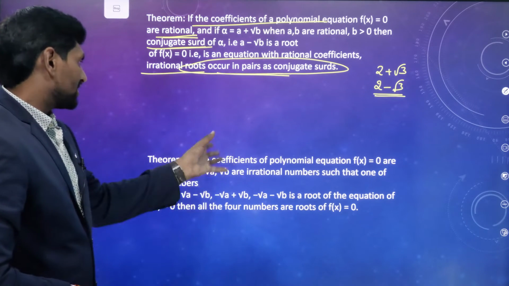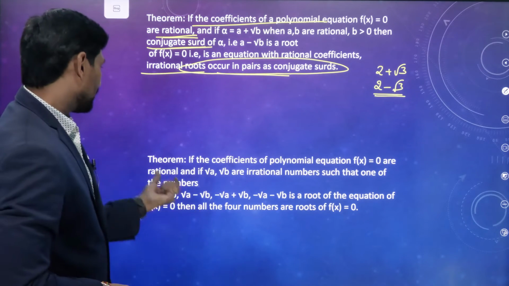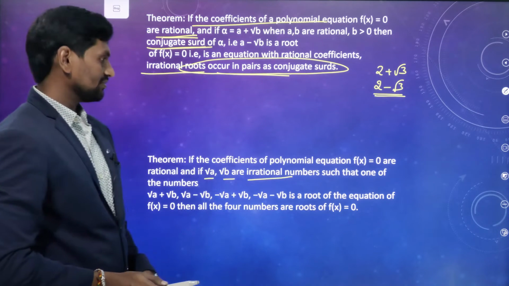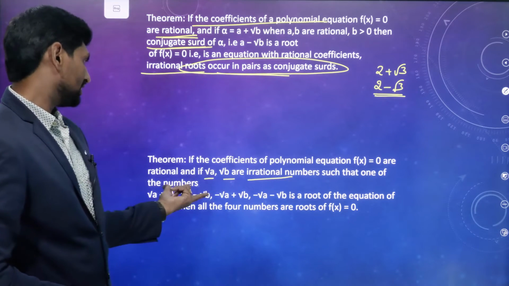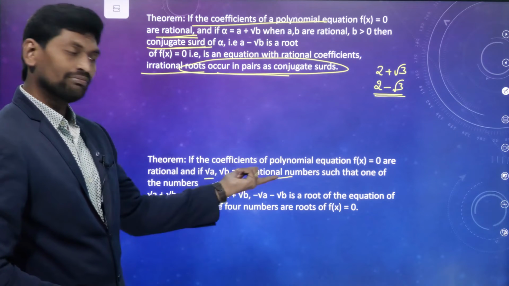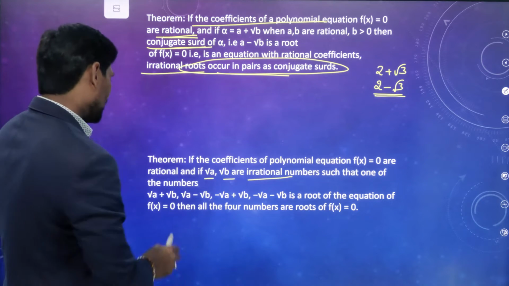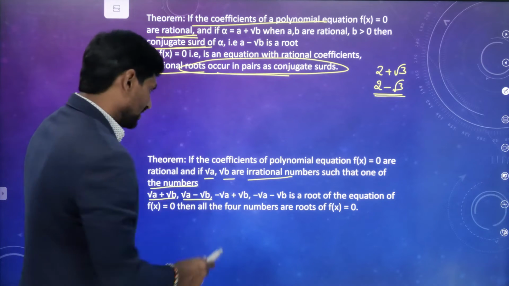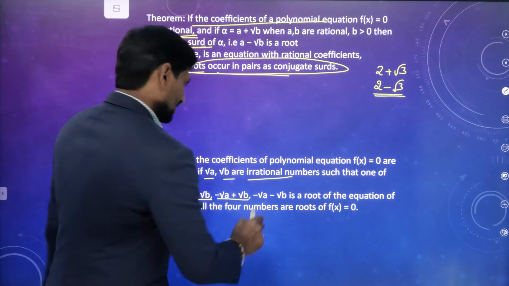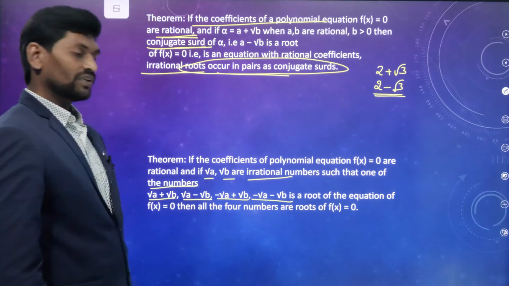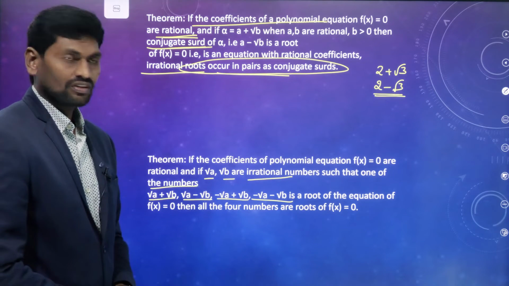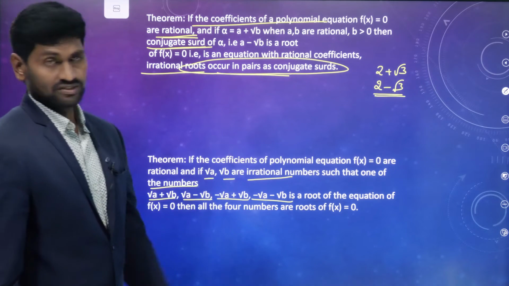Next, if the coefficients of an equation are rational numbers and root a, root b, two irrational numbers are there, such that one of the roots will be root a plus root b, then root a minus root b, minus root a plus root b, minus root a minus root b are all the roots of the equation, all 4 numbers. This is also something you should remember.